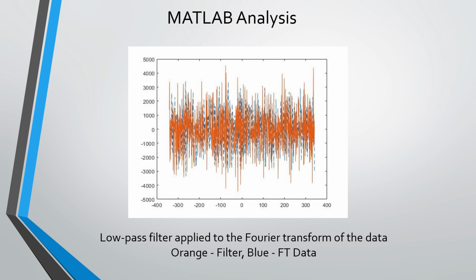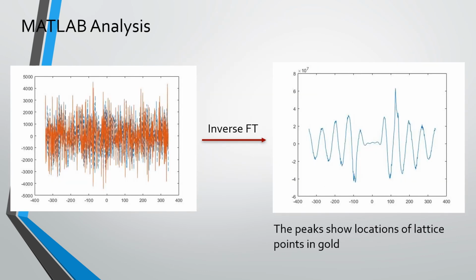So we then do the inverse Fourier transform, which reveals a function with peaks around lattice points, as shown in the graph on the right. There were 5 noticeable rings within the gold diffraction image, and this set shows us 5 different peaks corresponding to those lattice points.